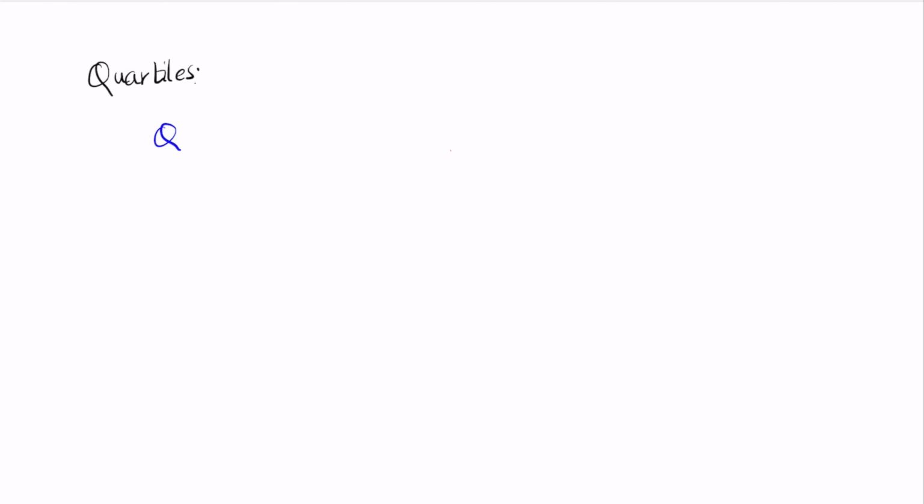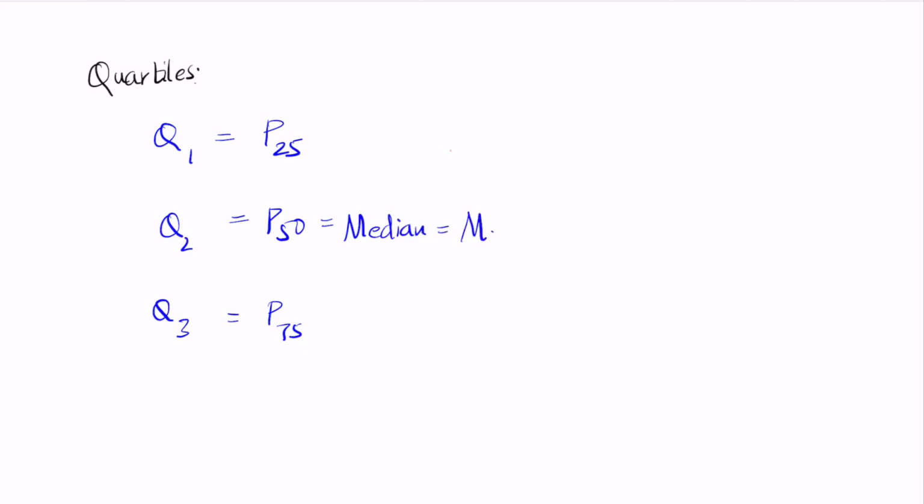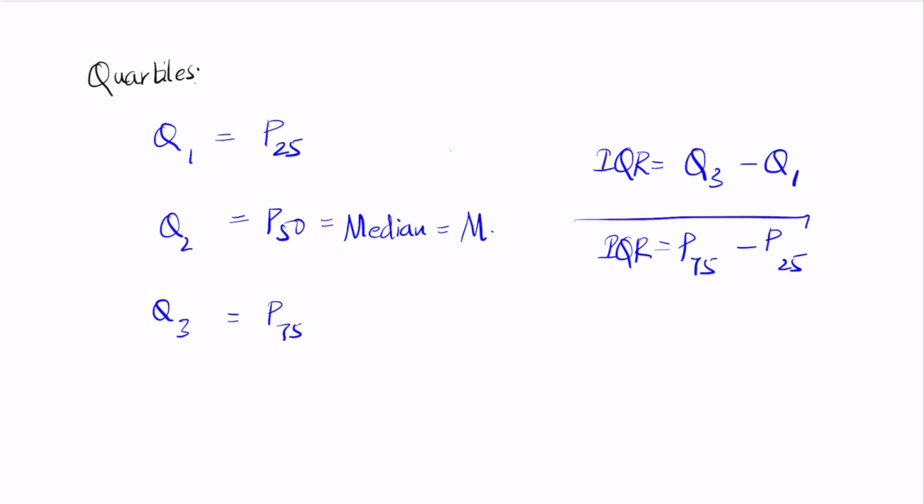So we talked about quartiles. There are three main quartiles: Q1, Q2 and Q3. Q1 is the 25th percentile, Q2 is the 50th percentile and Q3 is the 75th percentile. The 50th percentile is also the median, represented by M. When we are calculating the interquartile range, we take the difference between Q3 minus Q1. So basically we are subtracting the 25th percentile from the 75th percentile. This is the IQR, the interquartile range.